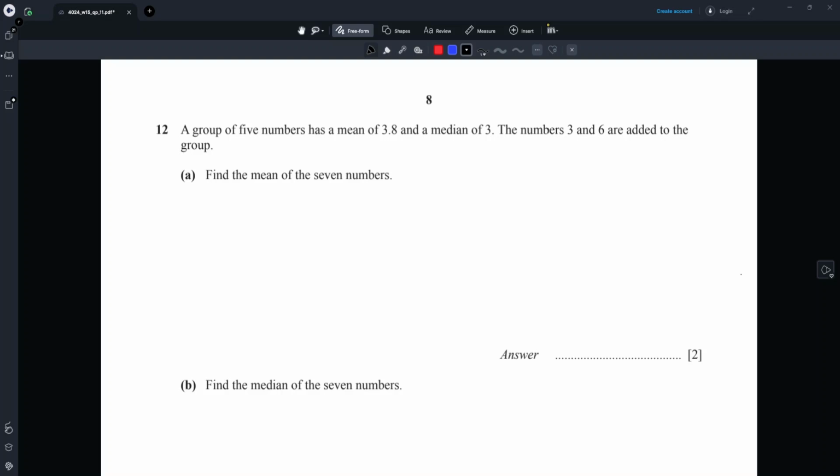Okay. So now we have this question here. A group of five numbers have a mean of 3.8 and a median of 3. The numbers 3 and 6 are added to the group. Find the mean of the seven numbers.